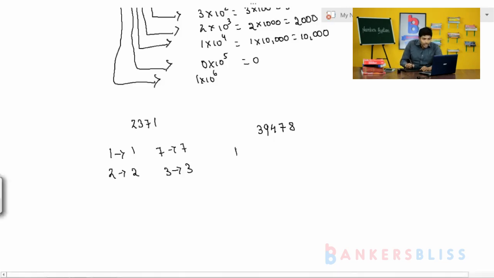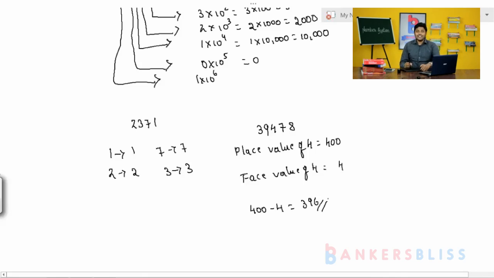So, what is the place value of 4? Place value of 4 is 400. Next, face value of 4 is 4 only. Now we have to identify the difference, that is 400 minus 4, that is 396. So these types of questions they may ask. Now we have learned what place value and face value mean.